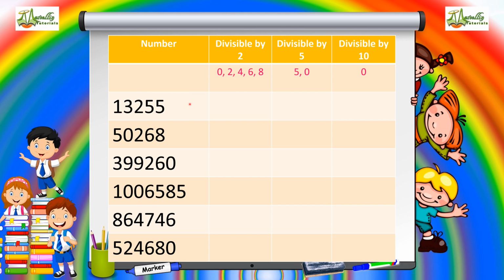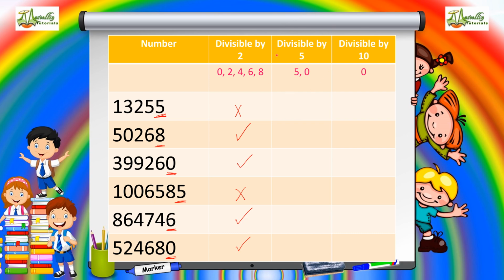Let's take the first example. So this one ends with 5, so this is not divisible by 2. Next, ends with 8, so this is divisible by 2. Next, ends with 0, divisible by 2. Next, ends with 5, not divisible by 2. Next number ends with 6, so this is divisible by 2. And the last number ends with 0, so this is divisible by 2.